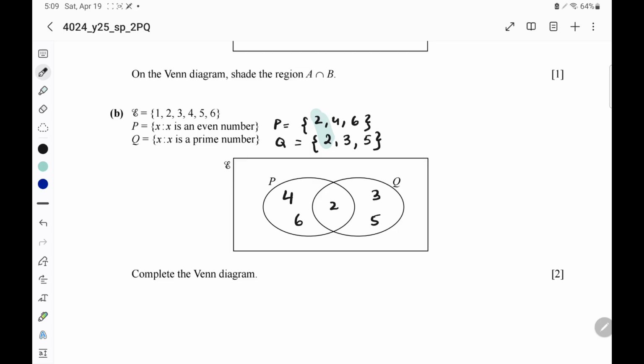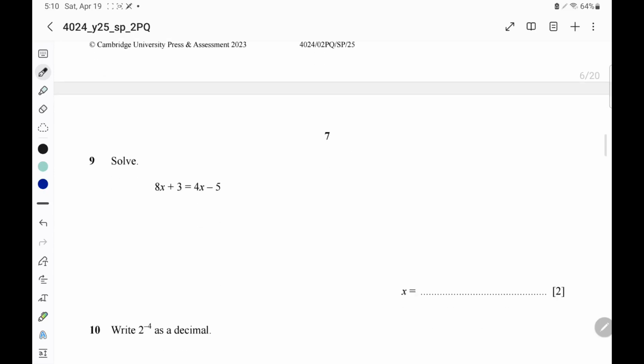Just check what is left. 1 is left, write it outside. 2, 3, 4, 5, 6, all of the numbers are inside. So that is a 2 marks question. Completed the diagram.